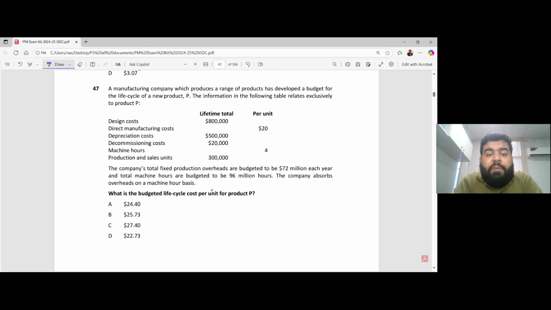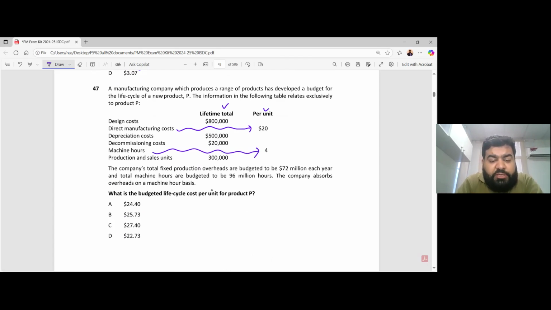A manufacturing company which produces a range of products has developed a budget for the life cycle of the new product P. The information in the following table relates exclusively to product P. Life cycle lifetime totals and some per unit costs are given. Like design cost is given in total, manufacturing cost is given per unit, then two costs given in total, then machine hours. If we need those machine hours, we'll use them.